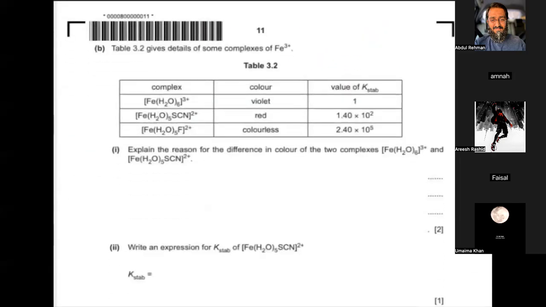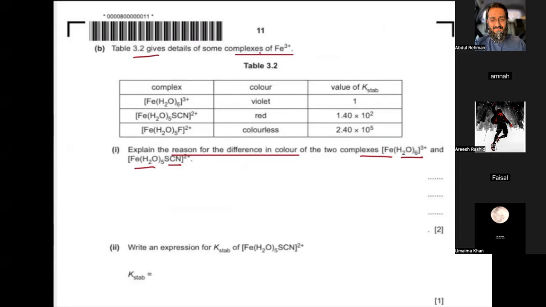Now, table 3.2 gives the details of some complexes of the Fe3+ ion. Explain the reason for the difference in color of the two complexes, [Fe(H2O)6]3+ and [Fe(H2O)5SCN]2+. They are asking for the difference in color, and it's for 2 marks. The simple reason over here is that the ligands are of different strength. Don't mention stronger ligand. It's better to say that there are different ligands.